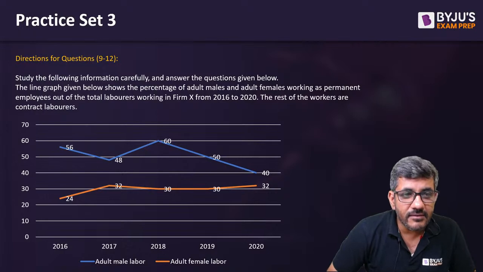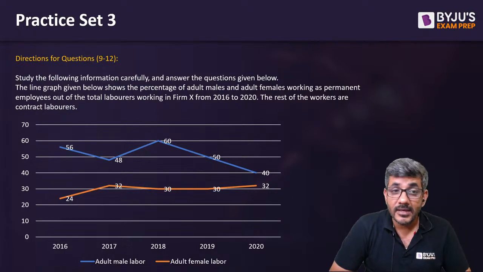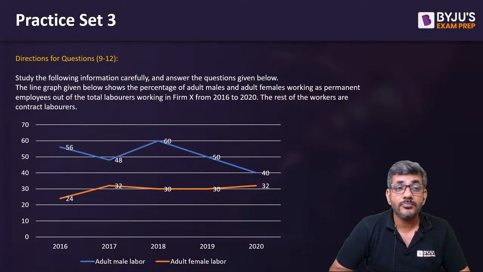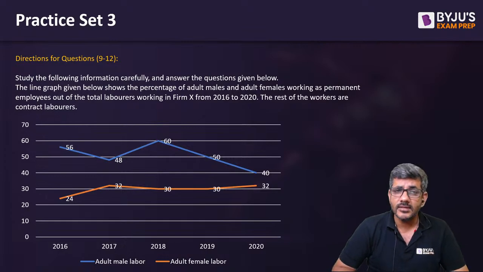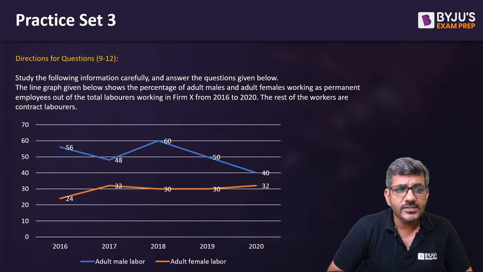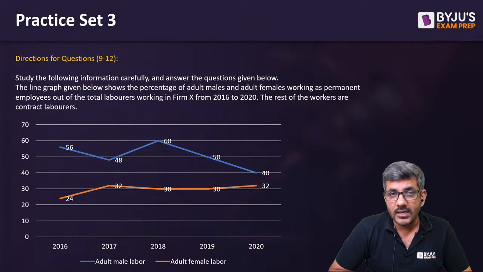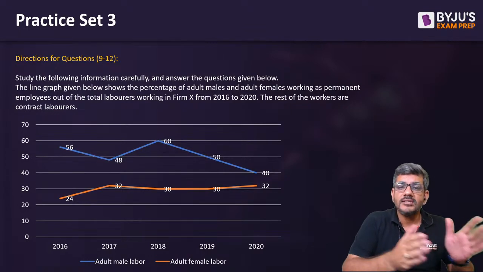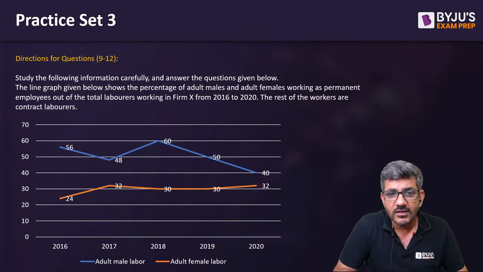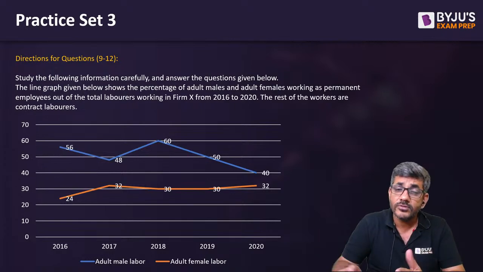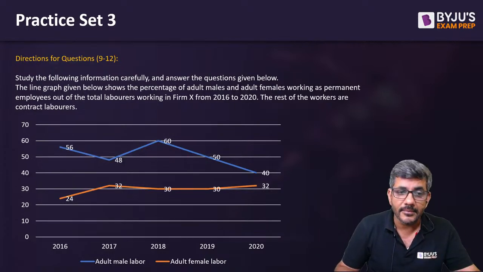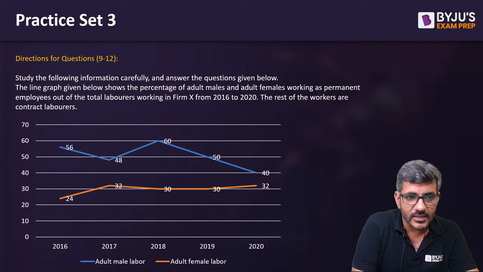The line graph given below shows the percentage of adult males and adult females working as permanent employees out of the total laborers working in the firm. The rest of the workers are contractual laborers. So adult males and adult females, their percentage is given. Contractual की percentage of course बाकी हो जाएगी, but उसमें male female का भी नहीं पता है. So let's straight away start the questions here.